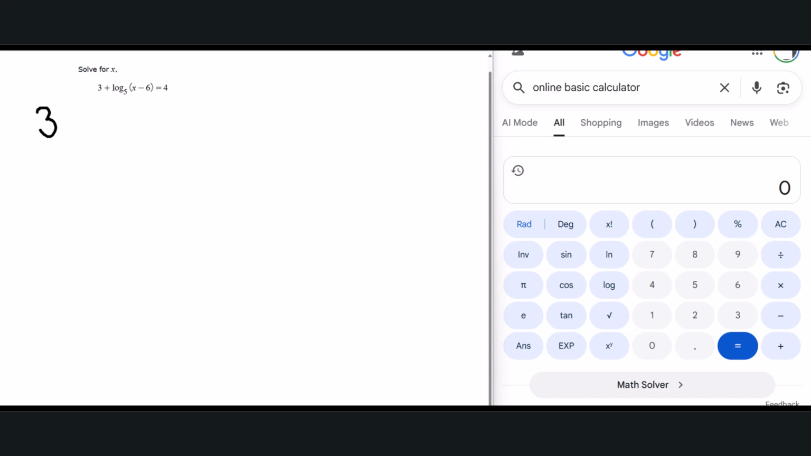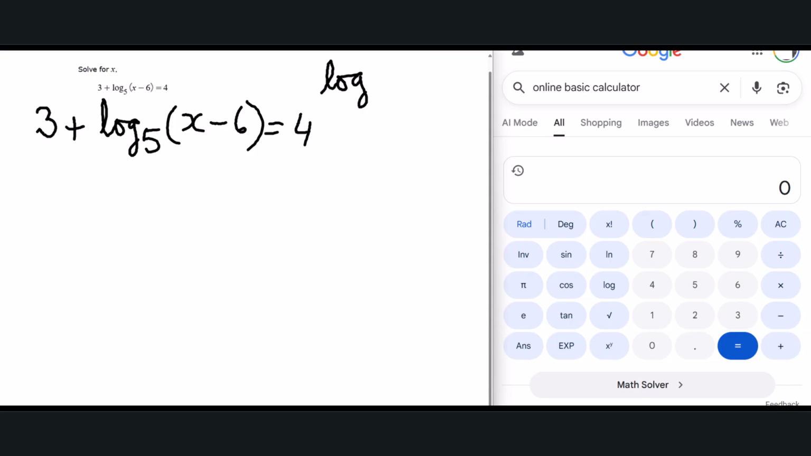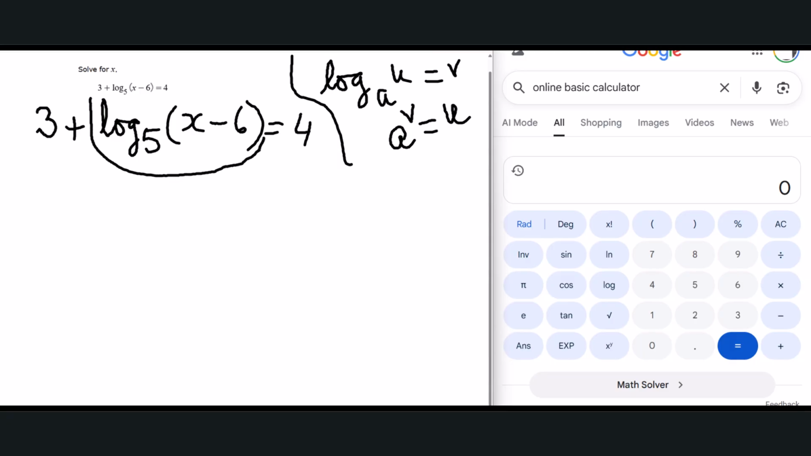So now here we are being asked to solve this equation for x. And remember, the tool that we have is this: if log of u with base a is v, then a to the v will be u. So what we will do first is go ahead and isolate this. That means we have to move this 3, which means we should subtract the 3 from both sides.